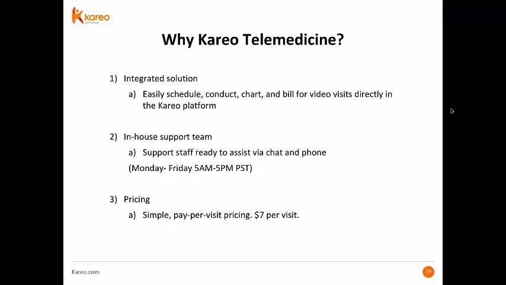And finally, pricing. This is a big one. This is something we're very excited to roll out, and that's very simple pay-per-visit pricing. You'll only pay for what you use. And to roll this out, we're offering telemedicine visits at a flat rate of $7 per video visit. So that means for every video visit that you complete, you're charged $7. And if you do some simple math, it's very easy to come up with a quick positive ROI there if you're being reimbursed between, say, $70 and $100 per video visit. So a great way to add some substantial revenue to the practice while creating a convenient appointment for your patients and, again, providing the highest level of care possible.